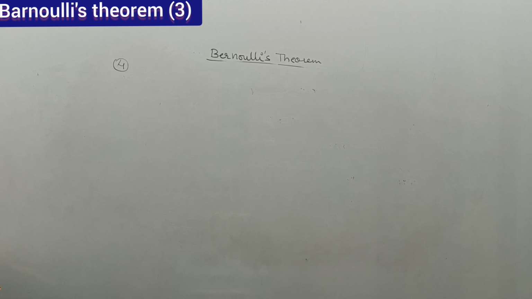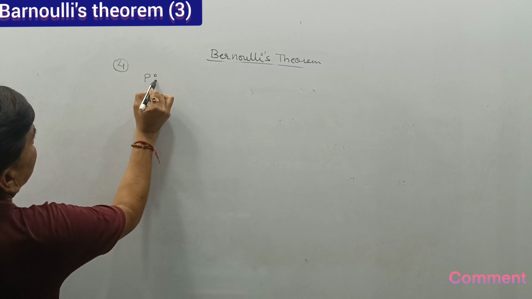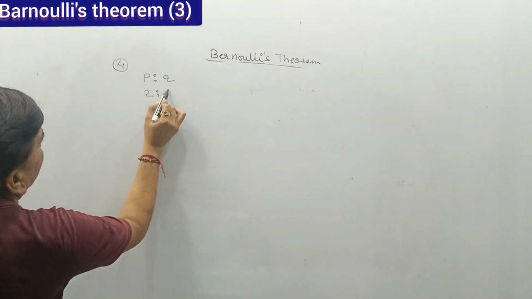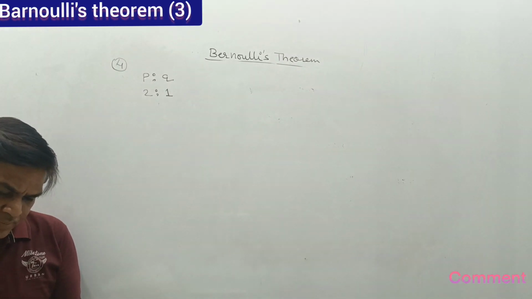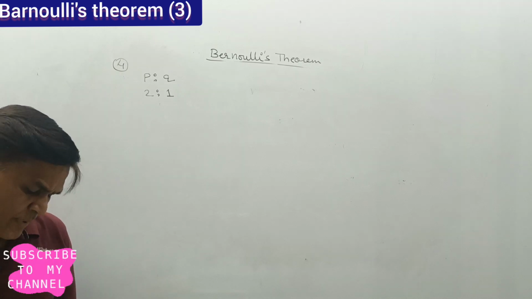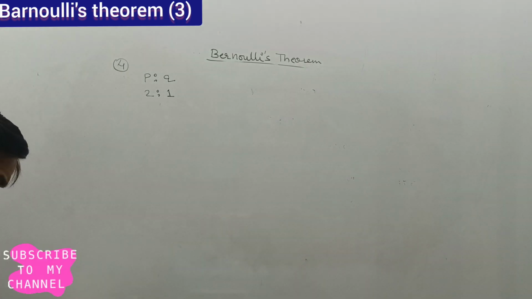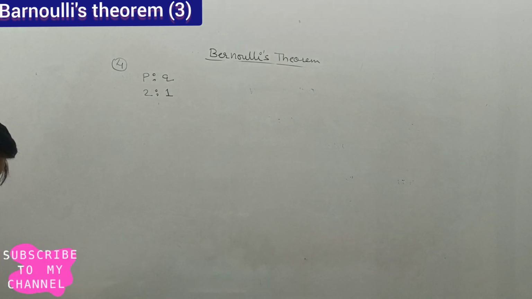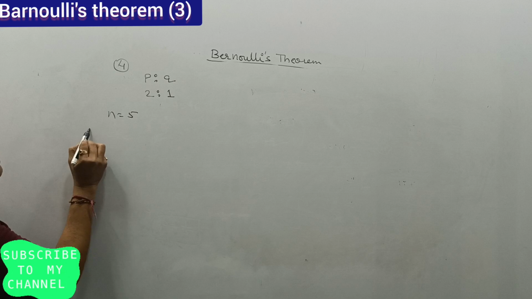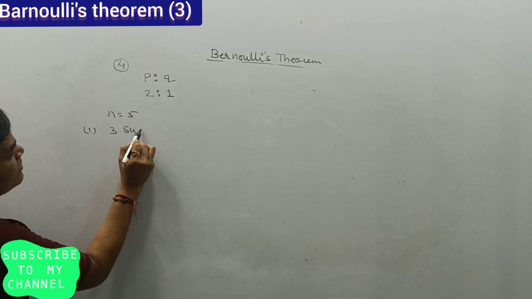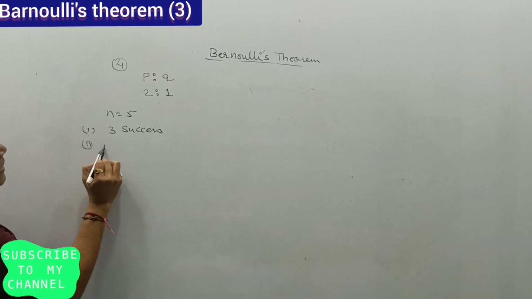An experiment succeeds twice as often as it fails. One time it fails and 2 times it succeeds. So the ratio of success and fail is 2:1. Again I am repeating the question. The question is this: an experiment succeeds twice as often as it fails. What is the probability that in 5 trials there may be 3 successes, at least 3 successes?